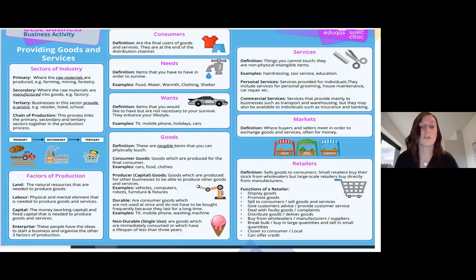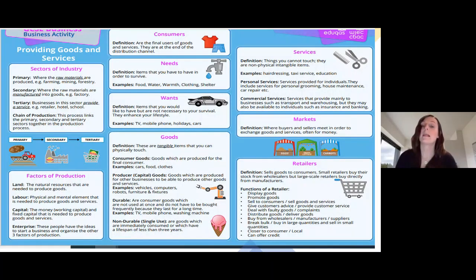You've got durable goods, which last for a long time, so you're not going to be replacing them or buying them regularly, say weekly. TVs, mobile phones, washing machines, tables, furniture. And then you've got your non-durable goods. These are more your single-use items, goods which are immediately used for consumption. So an ice cream, for example, a sandwich, a ready meal, whatever that might be.